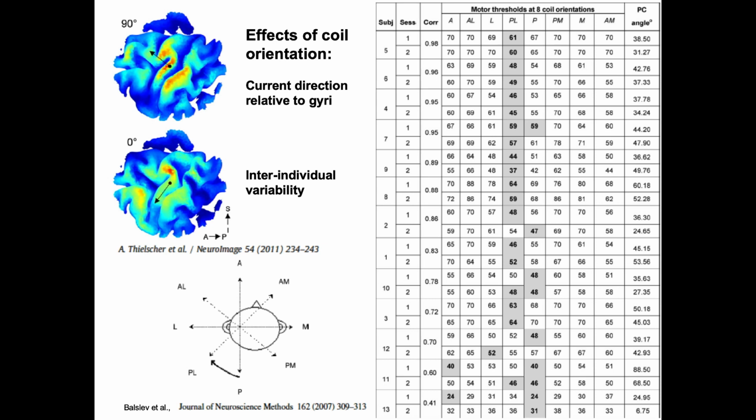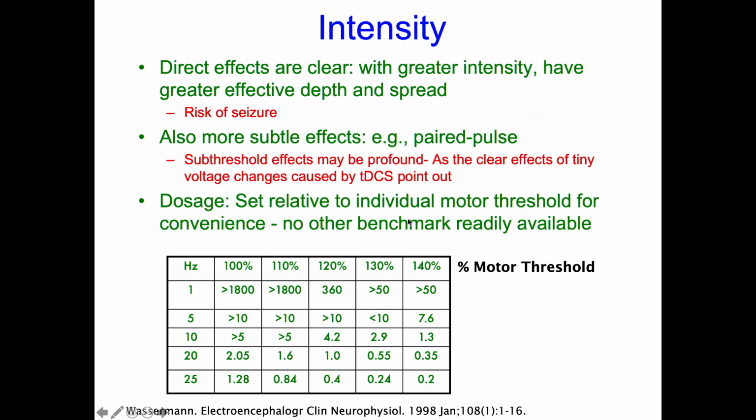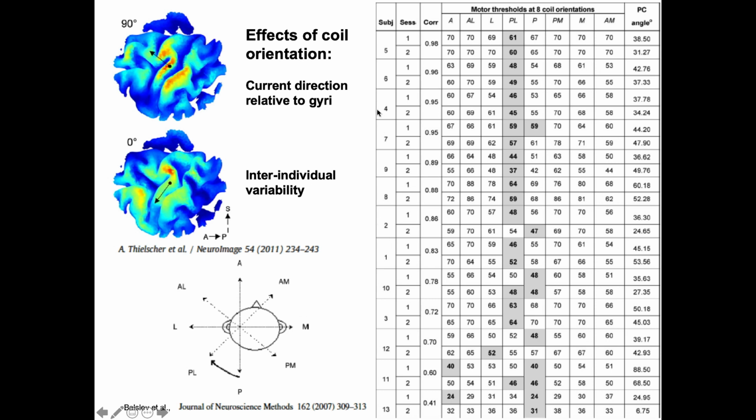So the coil orientation is very, very important too, and that's something that people aren't paying as much attention to but need to. And we're showing that in 2 different ways here. Don't try to read this table here, but this is 13 people being stimulated with the coil at various angles, and finding how much it takes to stimulate their motor cortex to produce a certain level, what's called a motor threshold, which we'll also talk about later in terms of dosing.